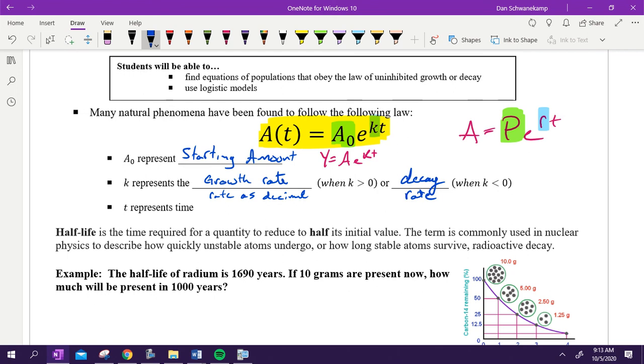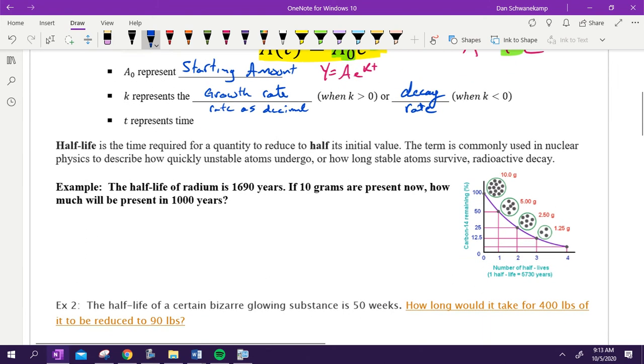So far, when we dealt with financial models, it was always a growth rate, because interest rate is going to grow your money over time. It's not going to make it go down. It's not going to decay. And then T represents time. We're only going to do one type of problem today, and that is a half-life problem.